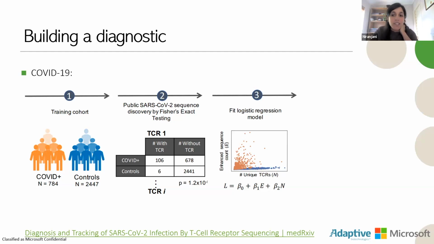and we fit a logistic regression model to separate cases and controls, taking this enhanced count as input. This can basically be viewed as a kind of multiple instance learning problem. We have a bag of instances, or TCRs, and that bag is labeled positive if some number of instances in the bag are positive.